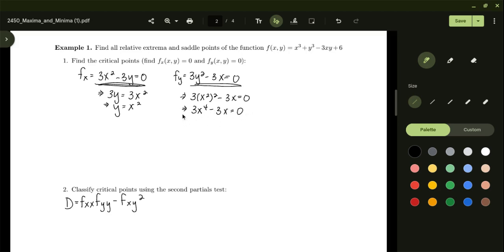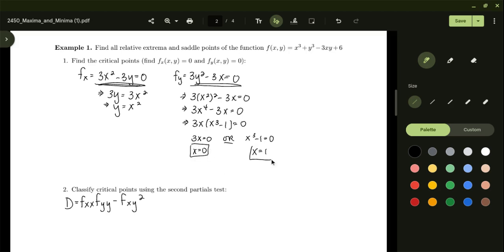So to solve for our variable x, I'm going to factor. I can factor out 3x from both of my terms, and then the other factor is x cubed minus 1, all equal to 0. So now we have the possibility that 3x equals 0, or that x cubed minus 1 equals 0. For this to be true, x equals 0, and for this statement to be true, we get x equals 1. So now I have two possible values for x.